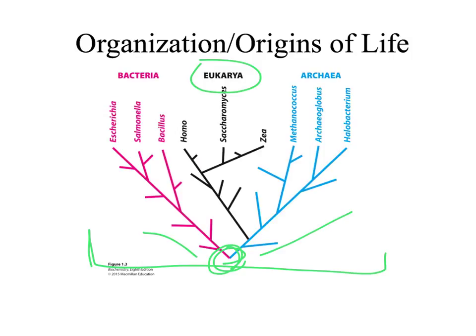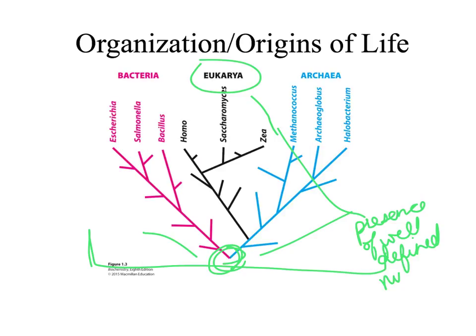And remember that eukaryotes, let's give our little definition down here. Eukaryotes are going to be defined by the presence of a well-defined nucleus within each cell. So eukaryotes have a well-defined nucleus.